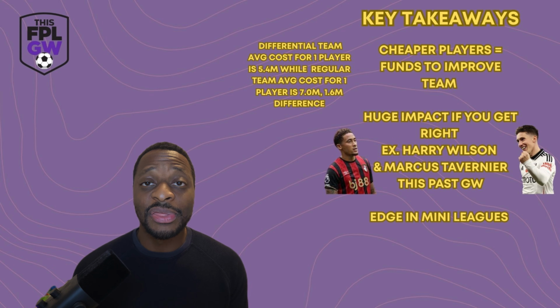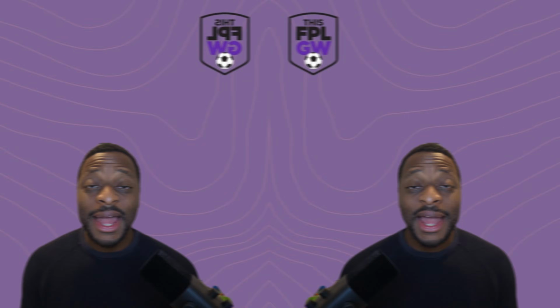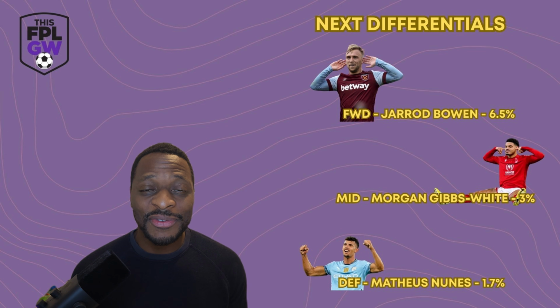Now let's jump into the 3 players I think are differentials that you could potentially consider in your squad. And it's going to be one forward, a midfielder, and a defender. Now, I think so many people are talking about this first player, Jarrod Bowen. He's under 10% owned at 6.5%. He plays for West Ham, and it does maybe become a little boring in terms of what his potential output could be, but he's nailed on 90.